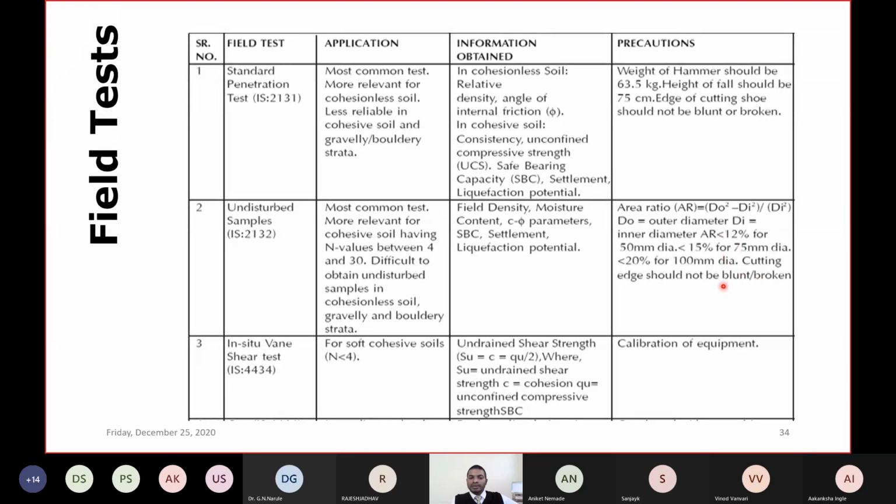Then another test is the vane shear test, which is for the soft cohesive soil where N value is lesser than 4, and you can obtain the undrained shear strength, where calibration of equipment is a must for the vane shear test. Okay, the IS code defining it is 4434, and I must say that we must follow only the IS code.